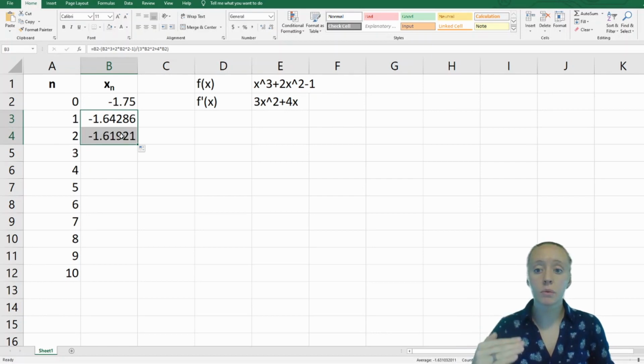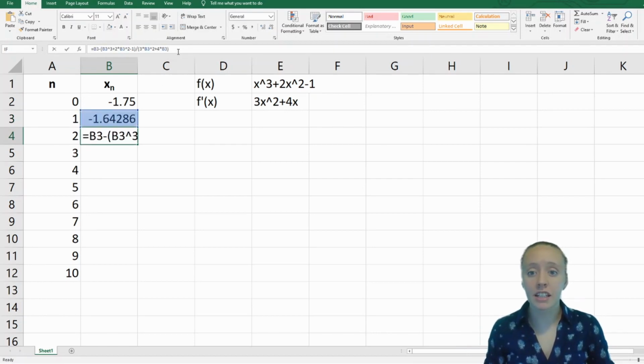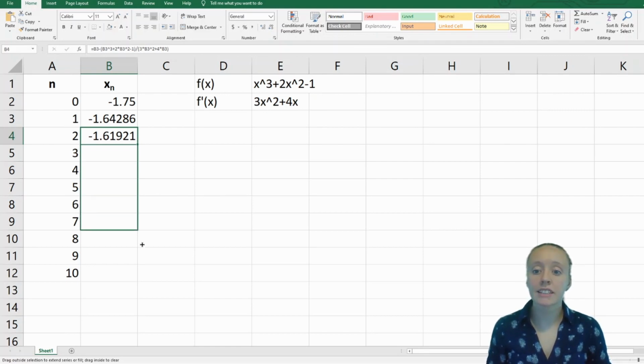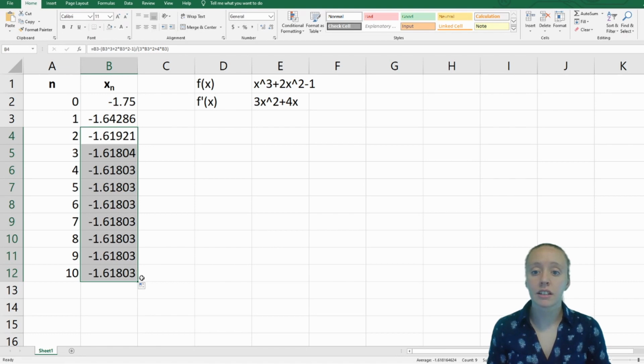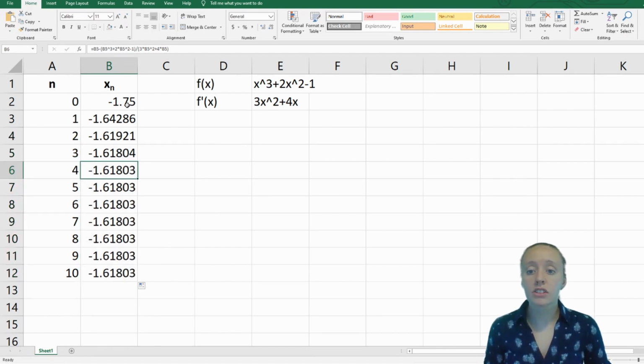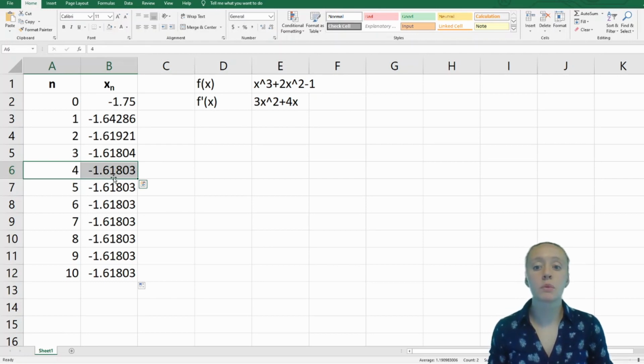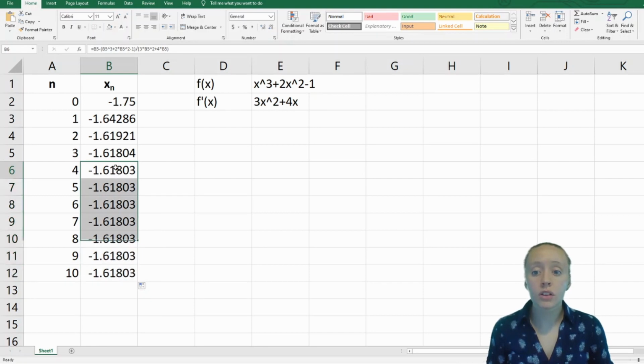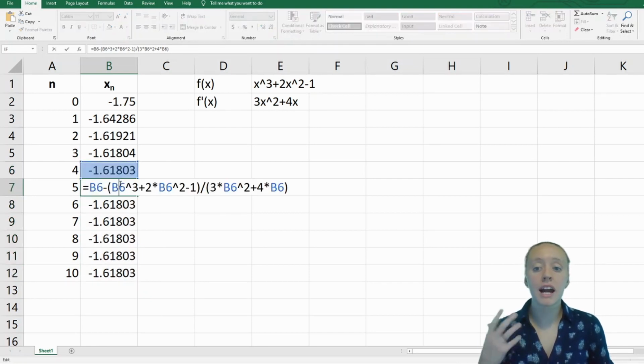So x2, when this is calculated, you can see that that formula used the cells from B3. And I can continue to drag this down. So for my next cell, I'll use that previous one and so on. And look, when I get to my x sub n of 4, I'm at negative 1.61803, and that continues on. So you can see right after that starts repeating, I know that that's going to be my same value.